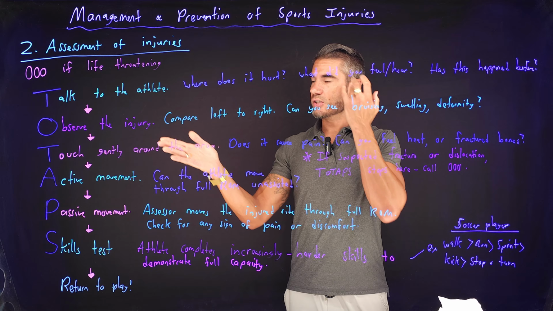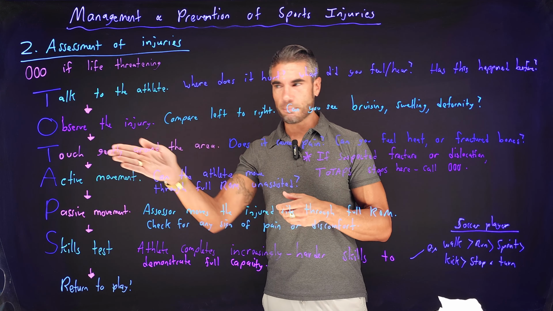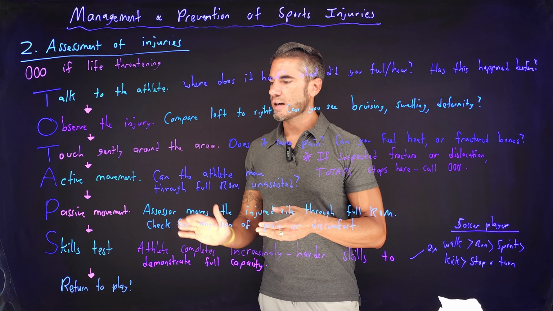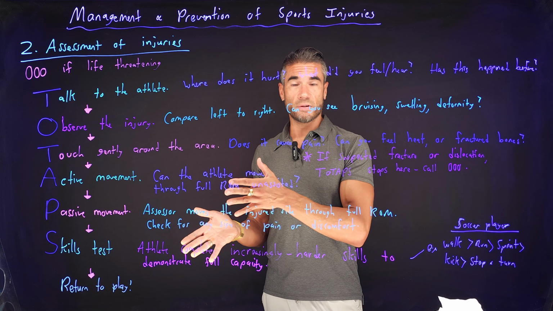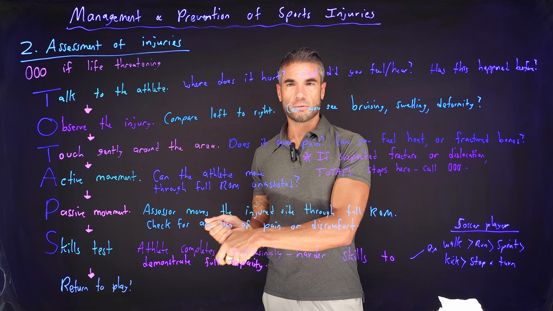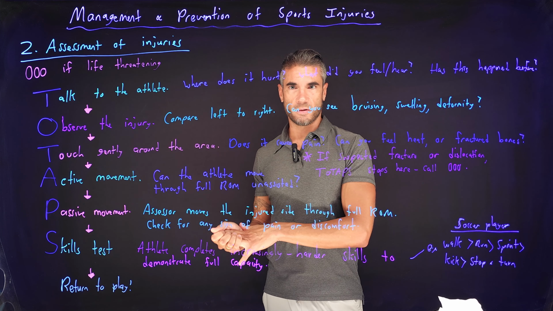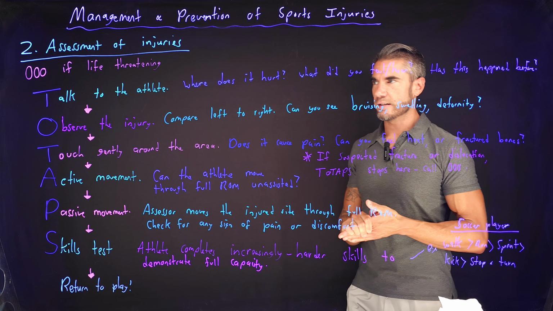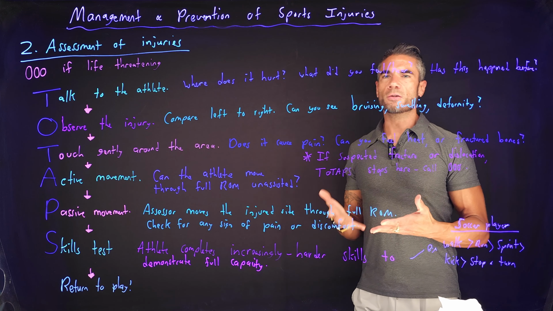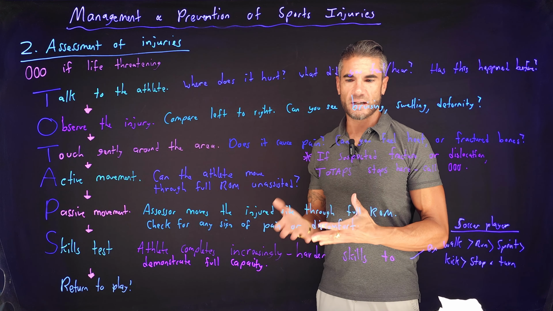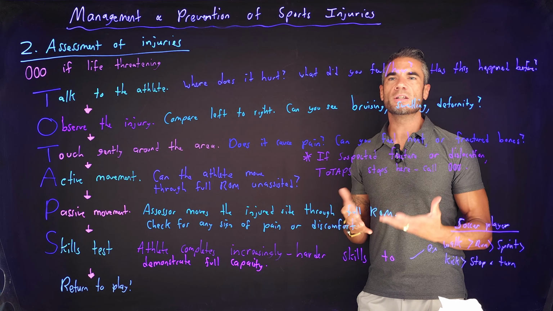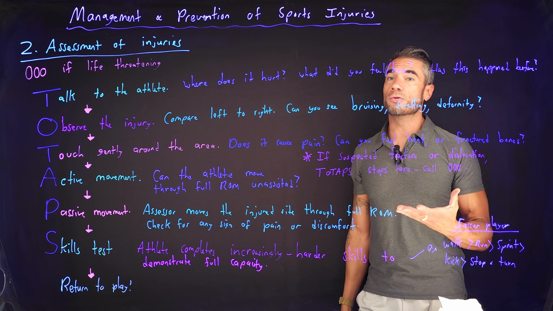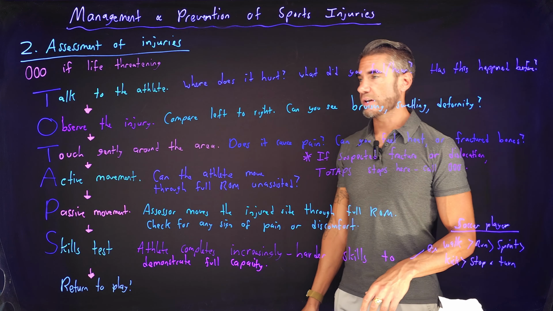So the TOTAPS procedure goes through, these are basically step-by-steps, hence the little arrows, okay? You don't go to the next one if the previous one is no good, okay? And if at any point it is no good, then you either need to refer them to a doctor or a physio, or take them to a hospital, or call 000, okay? Anyway, first step, talk to the athlete, okay? Where does it hurt? What did you feel? What did you hear? Has this happened before? Okay, so gathering information is really, really important to help you move through the rest of the procedure, and then ideally help you start to help treat them, okay, depending on your training level.